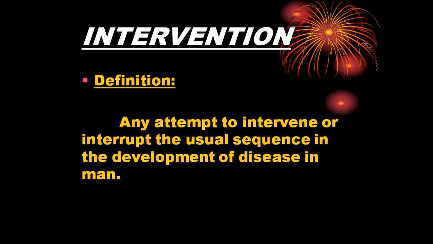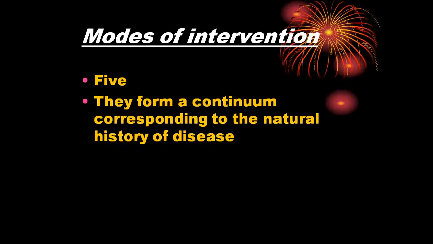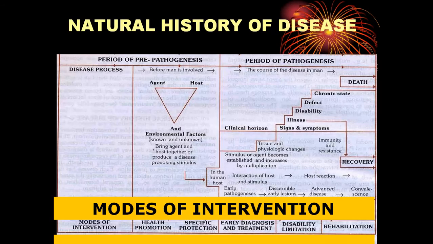It's almost the same as prevention. The modes of intervention, unlike the levels of prevention, are 5. Okay? And if you now see the diagram in your book, if you just see the last part, you will find that health promotion, specific protection are under primary prevention, which was here in the last diagram. Early diagnosis and treatment is in the secondary prevention. And disability limitation and rehab comes in the tertiary prevention part.